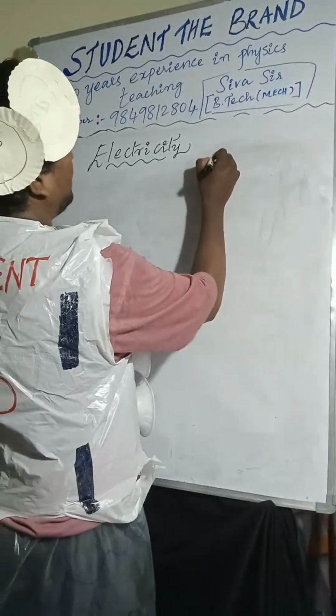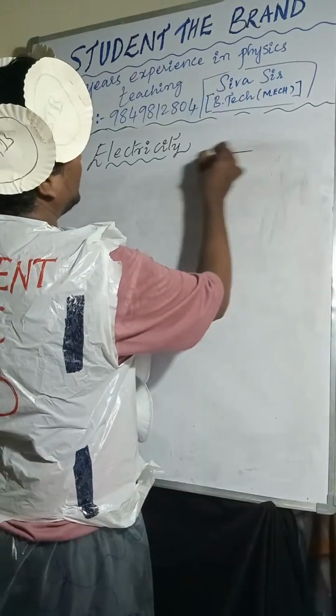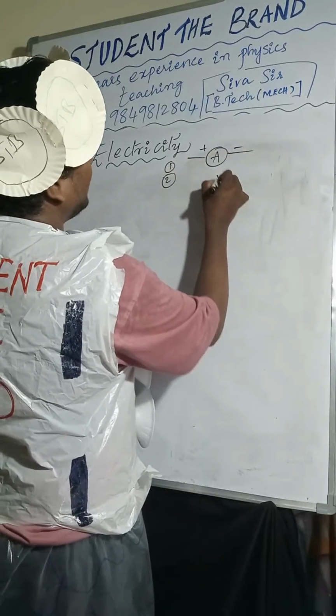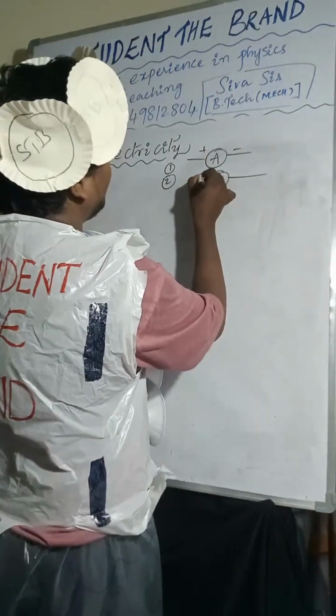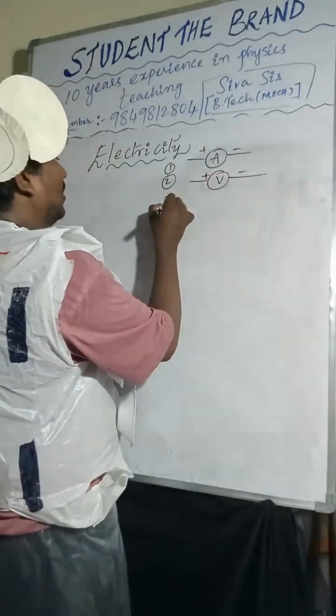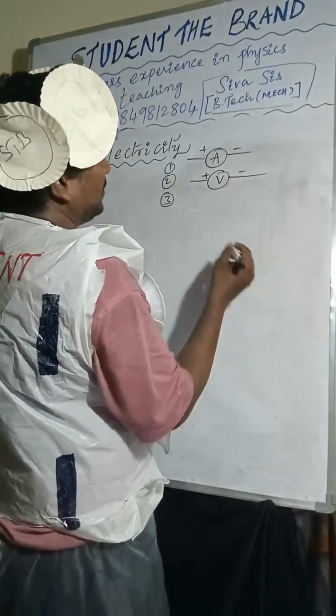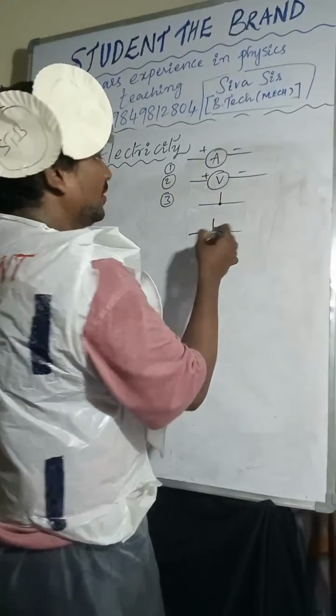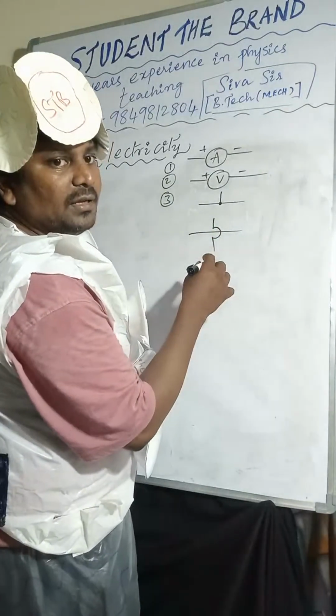So this is the ammeter I'm taking here. This ammeter has a positive terminal and a negative terminal, and the next one is the voltmeter. This is a voltmeter. And next one galvanometer. Wire joining. This is a wire joining. And next one wire crossing. This is a wire crossing.